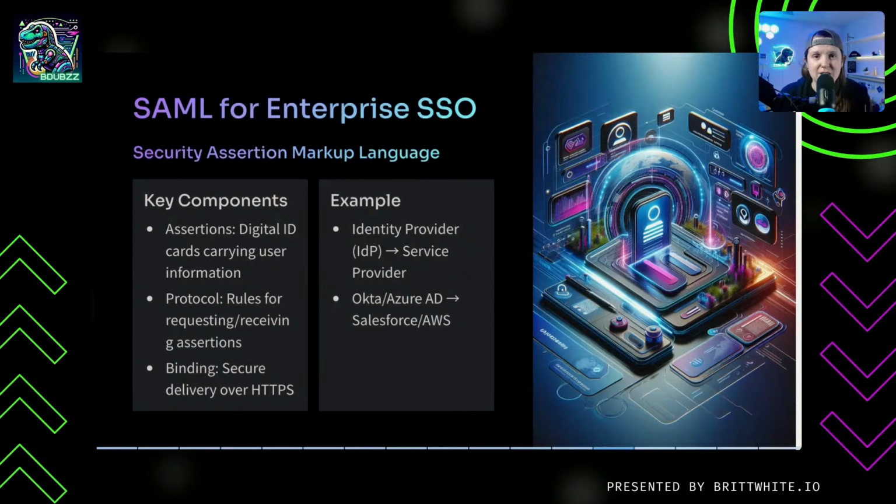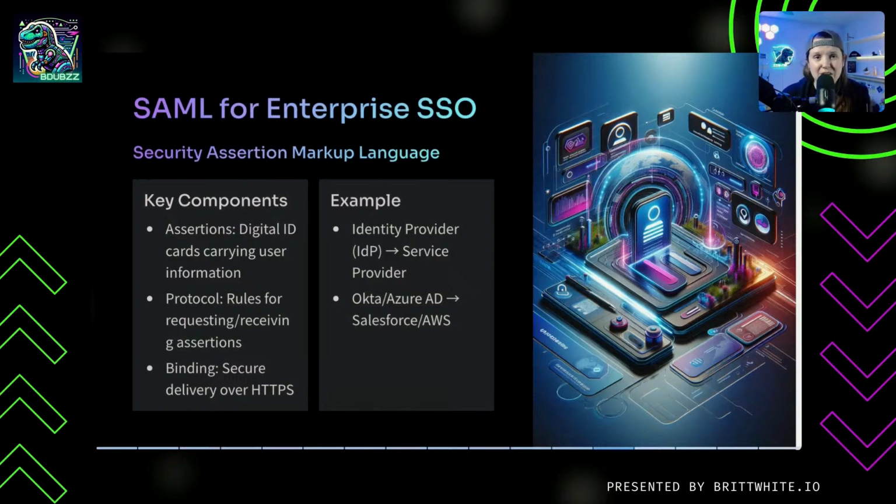Now here's how it works. You log into your company's identity provider, or IDP, like Okta, Azure ID, or Ping Identity. Then, when you try and access a service provider, like Salesforce, Workday, or AWS, the service provider checks with the IDP to confirm your identity. If the IDP says you're good, you're in. There's no extra password needed.